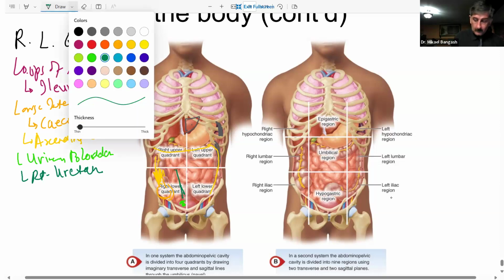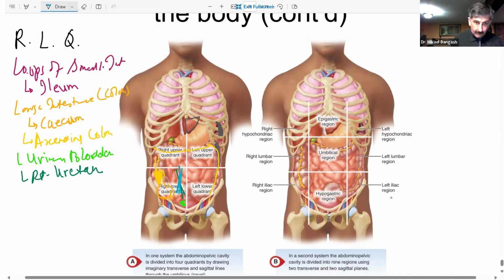Next will be inferior vena cava, which means it receives what we can call the common iliac veins.